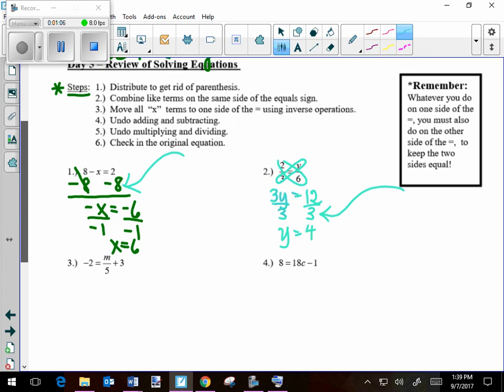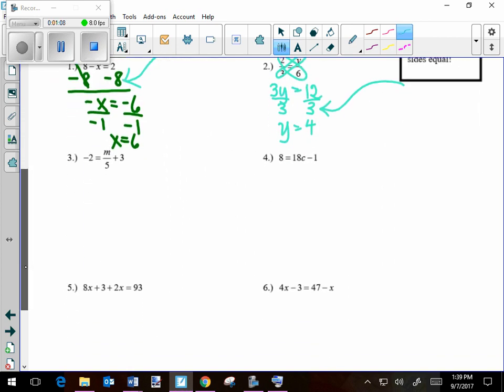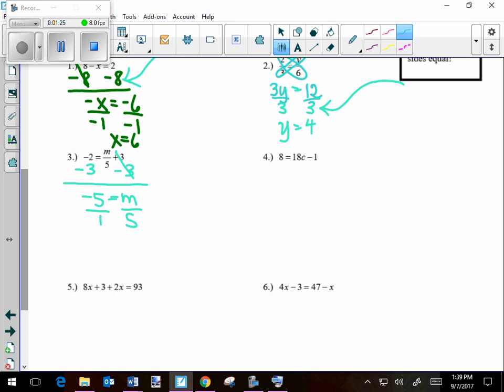A question like number 3 can be slightly intimidating because when you look at that question, you see the fraction. Your goal is still the same. You want to get the m alone. So I'm going to minus 3 from both sides. So I have negative 5 equals m over 5. When I get to this point, I'm kind of back to where I was in question 2. If I put this over 1, I now have a fraction equals a fraction, and I can cross multiply to solve. So when I cross multiply, I'm going to get m is equal to negative 25, and that equation is now solved.